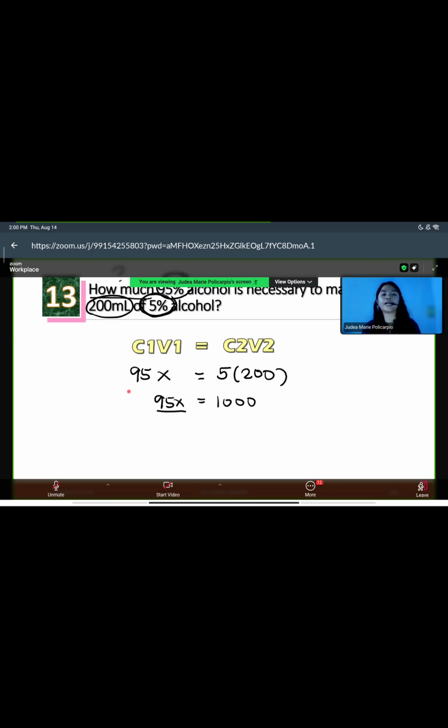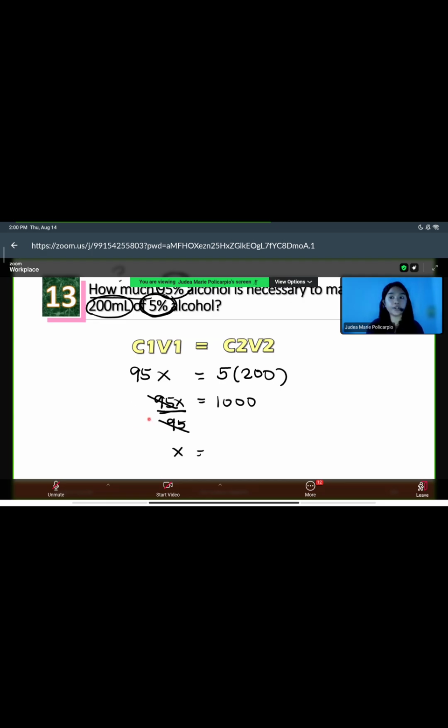So anong gagawin natin to get rid of 95? I-divide mo lang siya sa sarili niya. Di-divide mo lang din siya with 95. Kasi remember, pag may 95 sa taas, may 95 sa baba, they would get canceled out. They would get canceled out. At may iwan ang x mo na nag-iisa at luhaan.